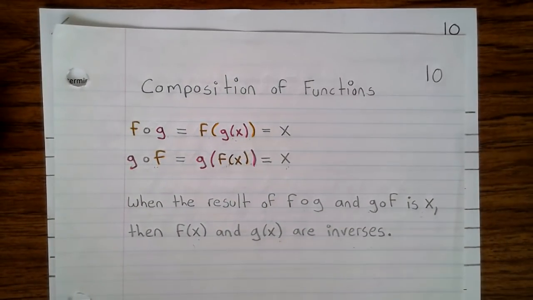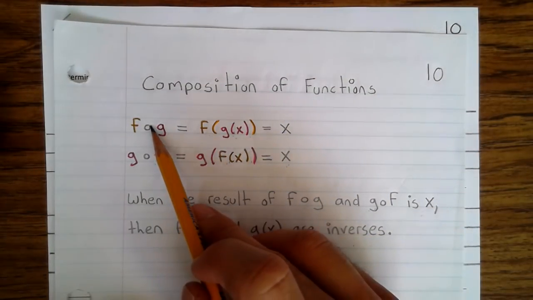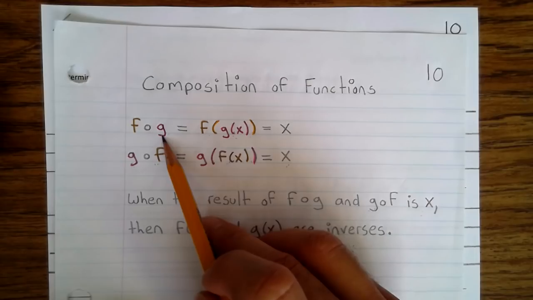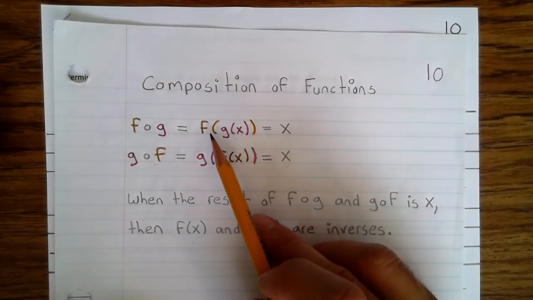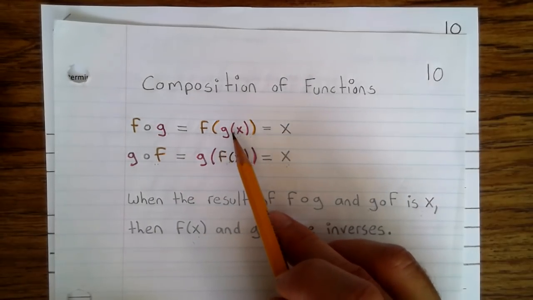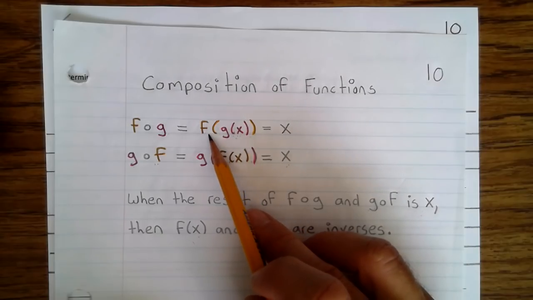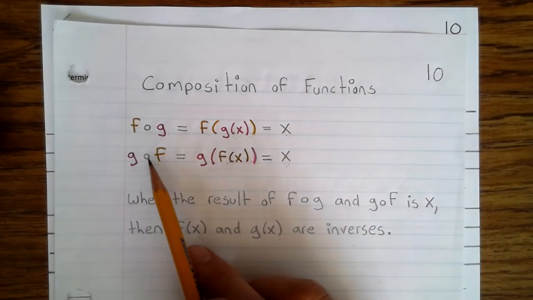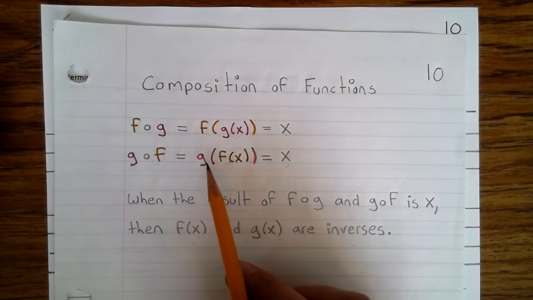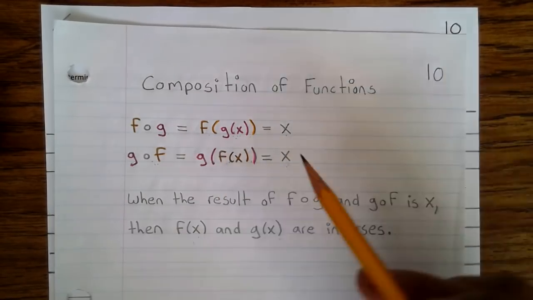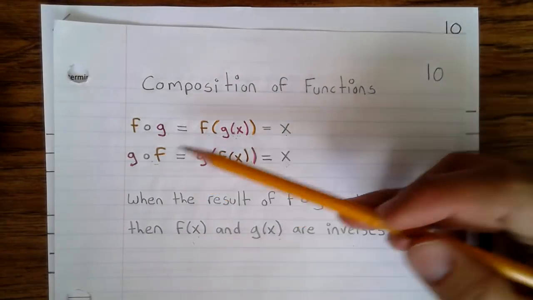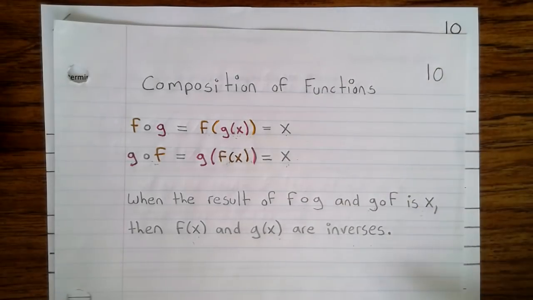Real short notes here. Composition of functions on page 10. So you have f, this little circle means "of," so f of g means g is going inside of f. So f of g of x means the function g of x is inside the function f, is equal to x. And g of f means f is going inside of g, so g of f of x equals x. Now, when you do f of g and g of f, and they both result in x, we can say that f of x and g of x are inverses.